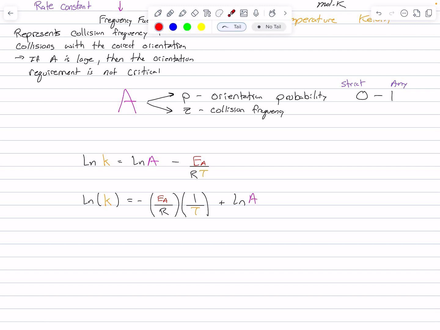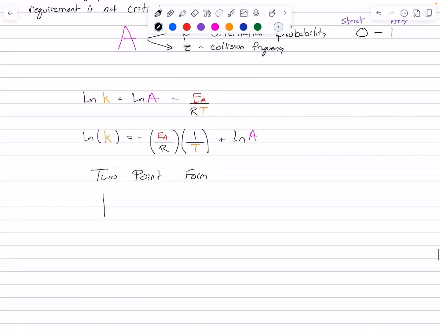And hopefully, if you look at that, you see y equals mx plus b there. And so if we can make this a line, we can use the two-point form, where you have two different temperatures and two different rate constants, and you'll get the natural log of k1 and k2 equals Ea over R, and we've got two T's.